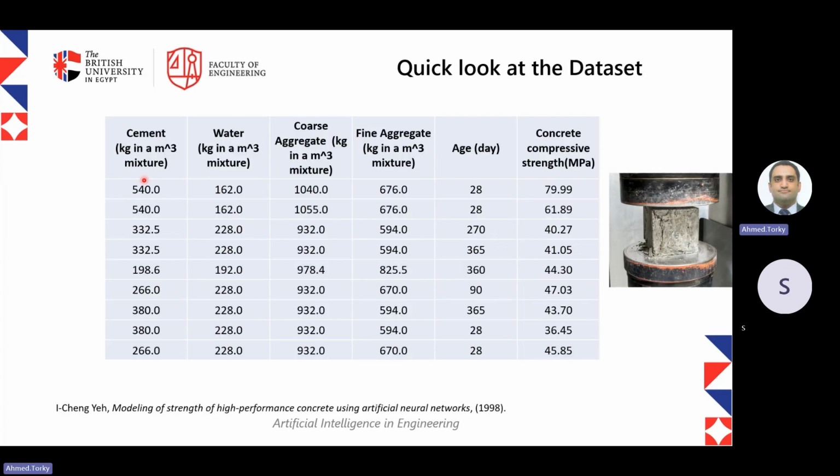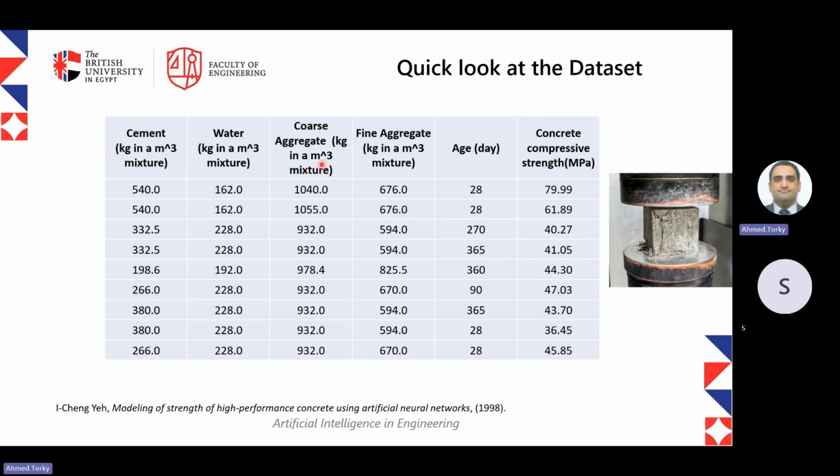So what are the inputs? Or what is the data set? By the way, you can find this data set by Cheng Ye. The paper is Modeling of Strength of High Performance Concrete Using Artificial Neural Networks back in 1998. You have here a sample of this huge data set of 1,000 samples, 10 samples here, I believe.